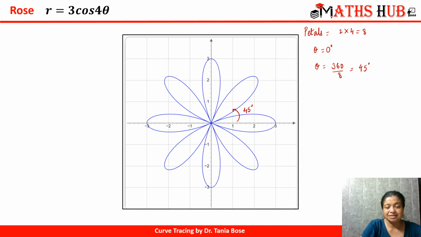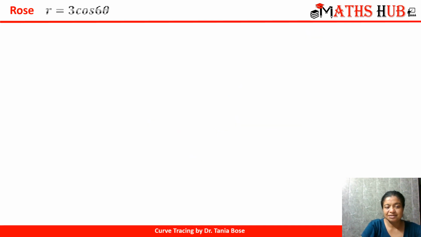Okay, let's take another one. Let's take r = 3 cos 6θ. By now you must be able to do it. The number of petals will be 2 times 6, that is 12. The first one will occur at θ = 0 degrees, and the next leaf will occur at 360 by 12, which figures out to be 30 degrees.